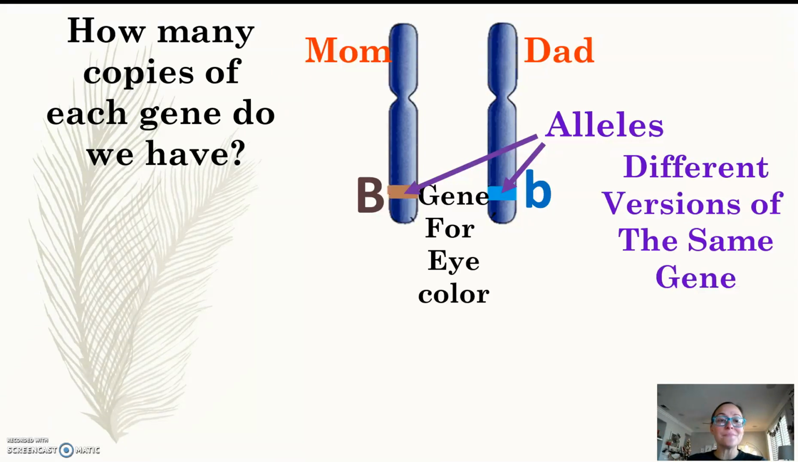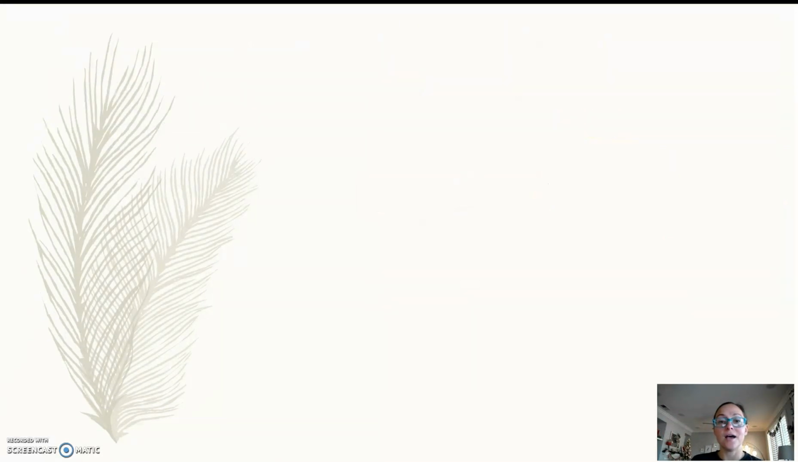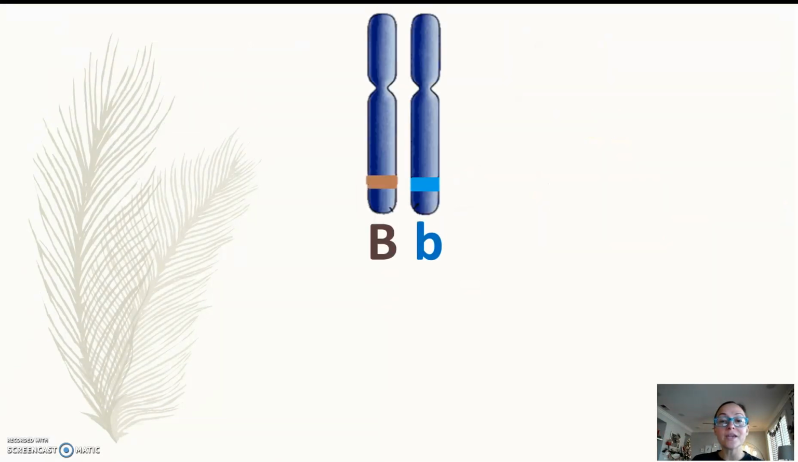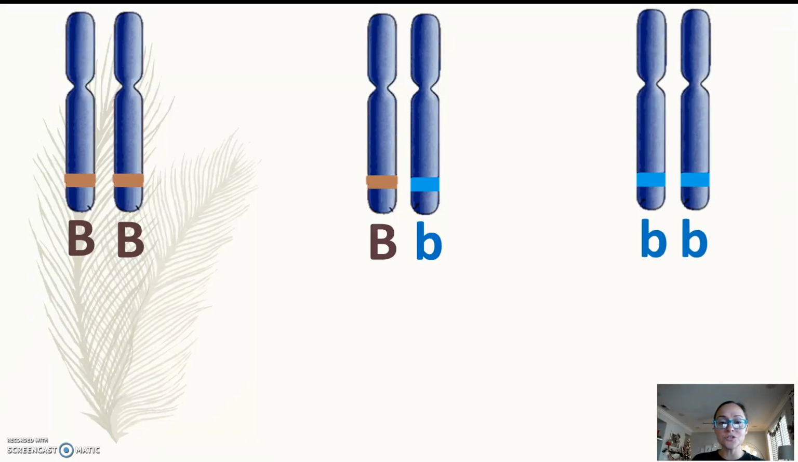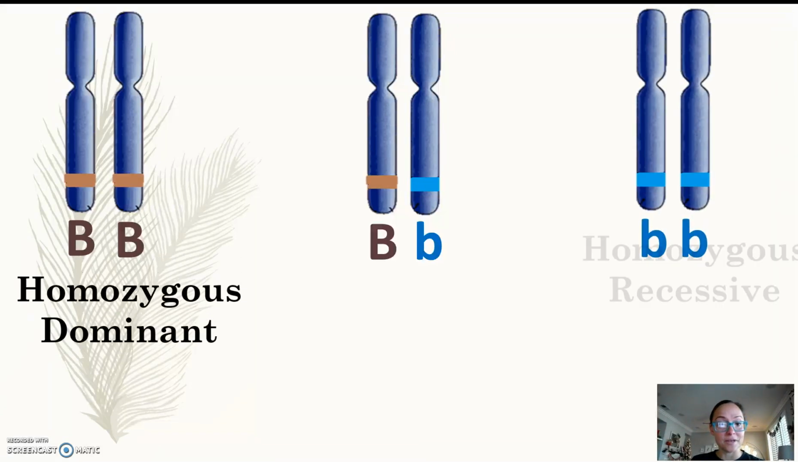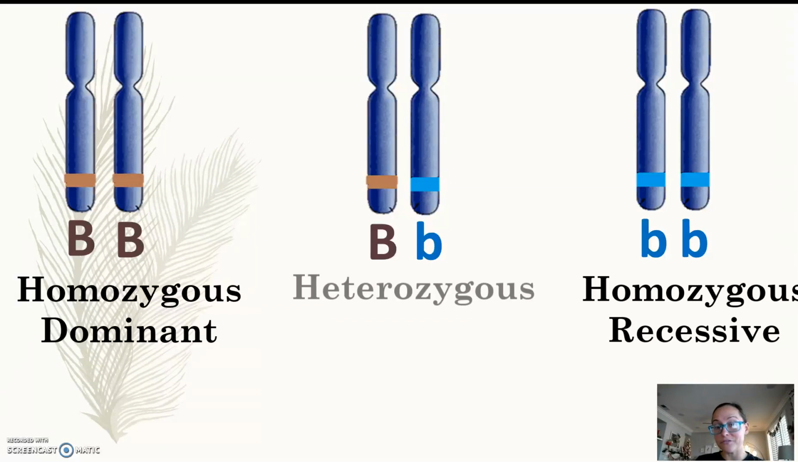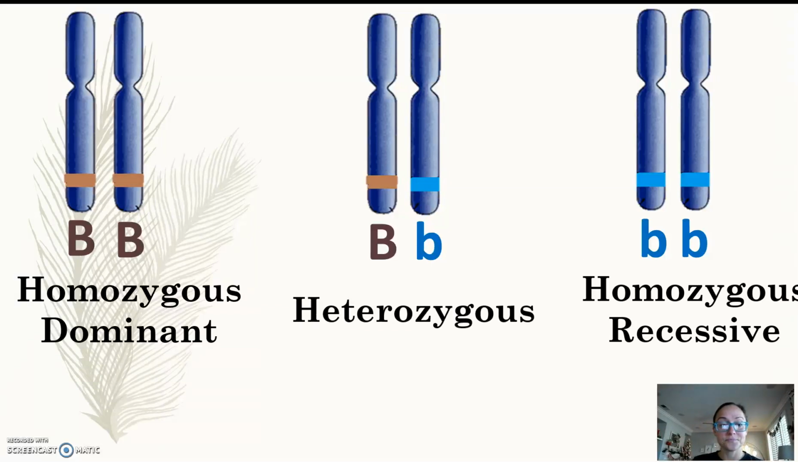Now you can have different versions of that. So this question here: how many copies of each gene do we have? We have 2 copies, 1 from each parent. When we look at how we inherit this, you can have 2 of the same alleles or 2 different alleles. The words for this are homozygous dominant, homozygous recessive, and heterozygous.